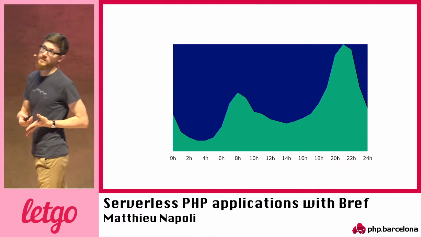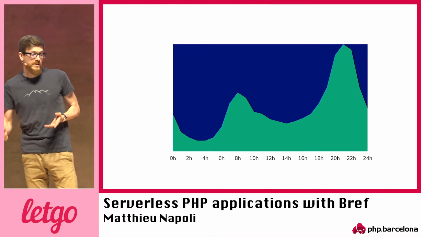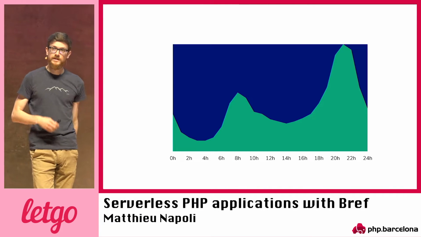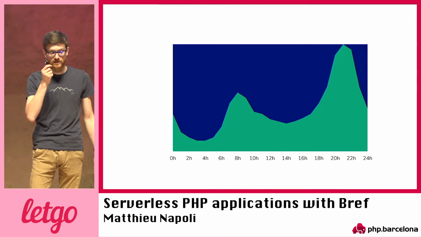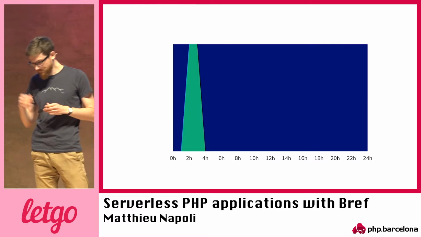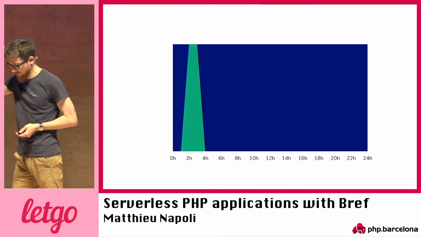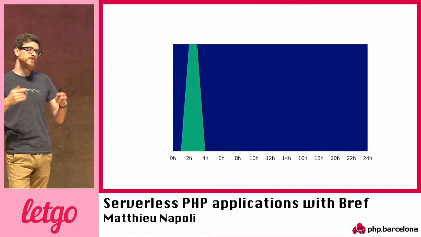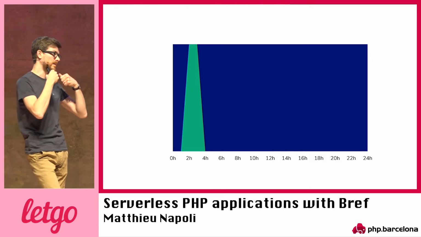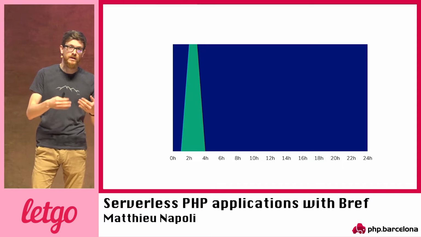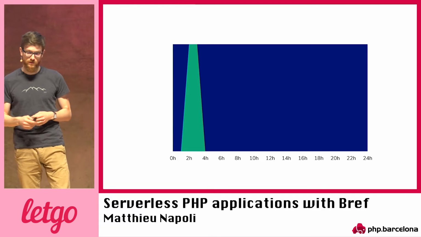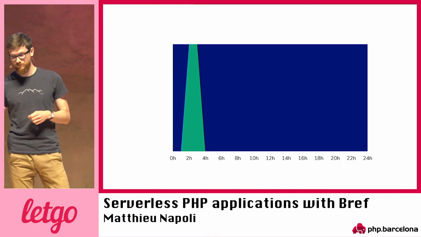And of course, it depends on the application. Some applications have more blue, some have less blue, but it's still interesting to figure that out. Some applications have actually a lot of blue, if I can say. Workers, cron jobs, batch processes that we run during the night and that are really important to the business. These could be really more cost efficient on function as a service.